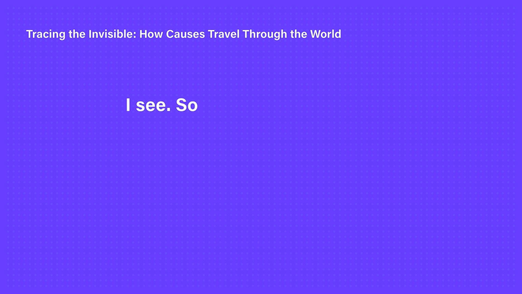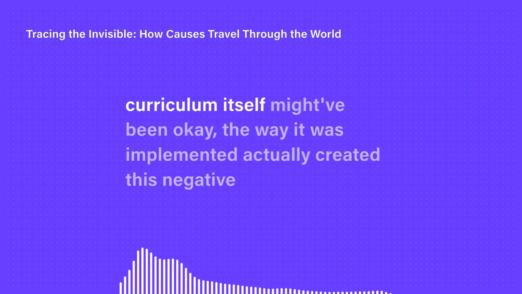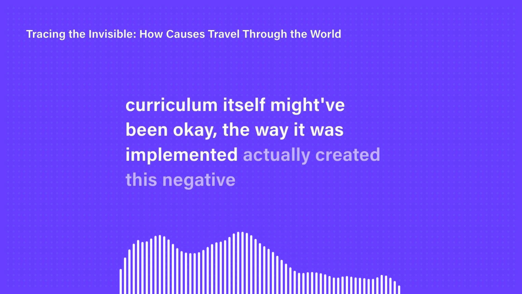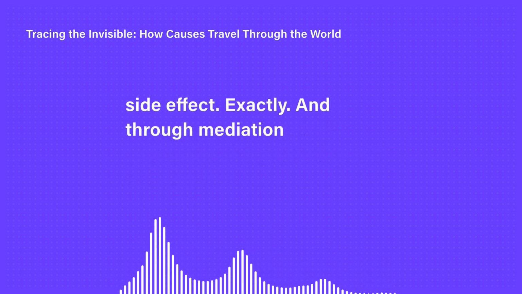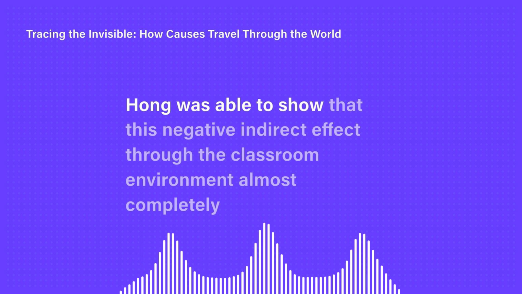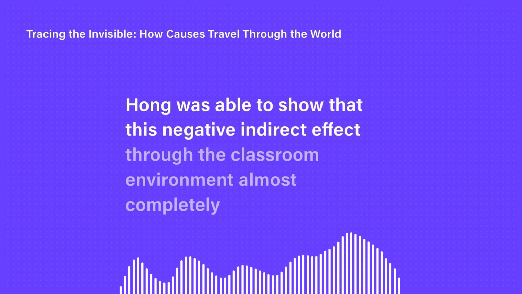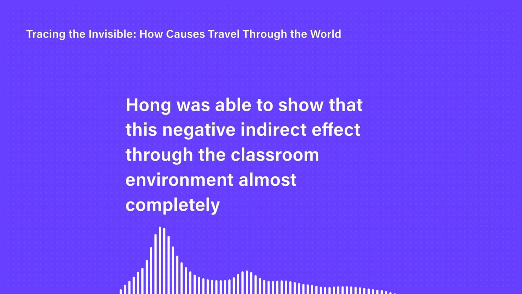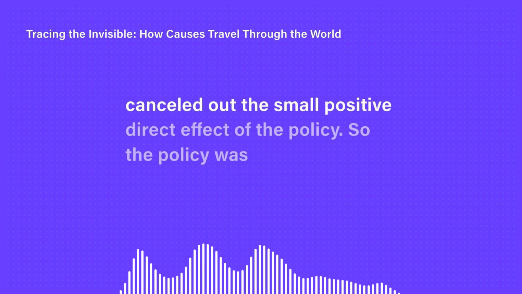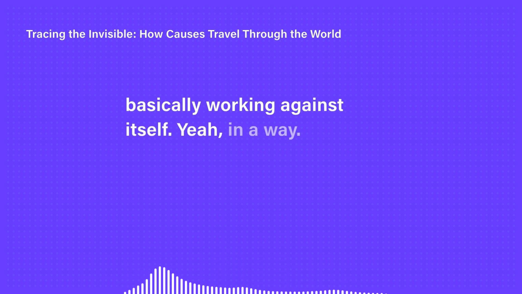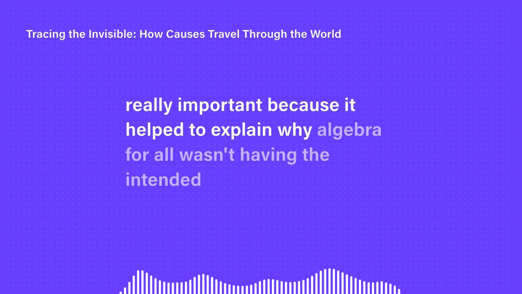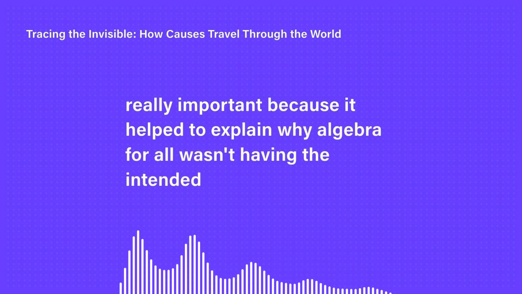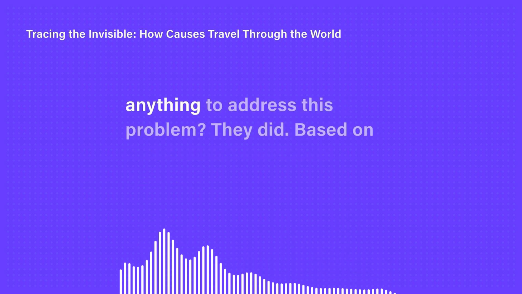I see. So even though the curriculum itself might have been okay, the way it was implemented actually created this negative side effect. Exactly. And through mediation analysis, Hong was able to show that this negative indirect effect through the classroom environment almost completely canceled out the small, positive direct effect of the policy. So the policy was basically working against itself. Yeah, in a way. And this analysis was really important because it helped to explain why Algebra for All wasn't having the intended impact. And did they do anything to address this problem?